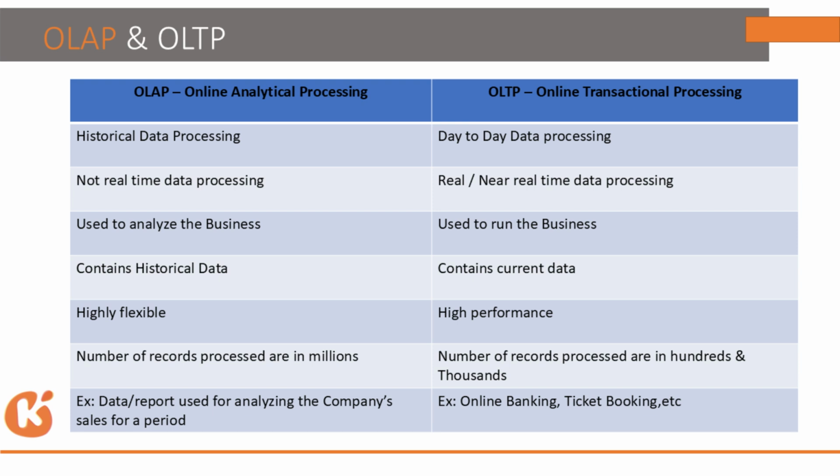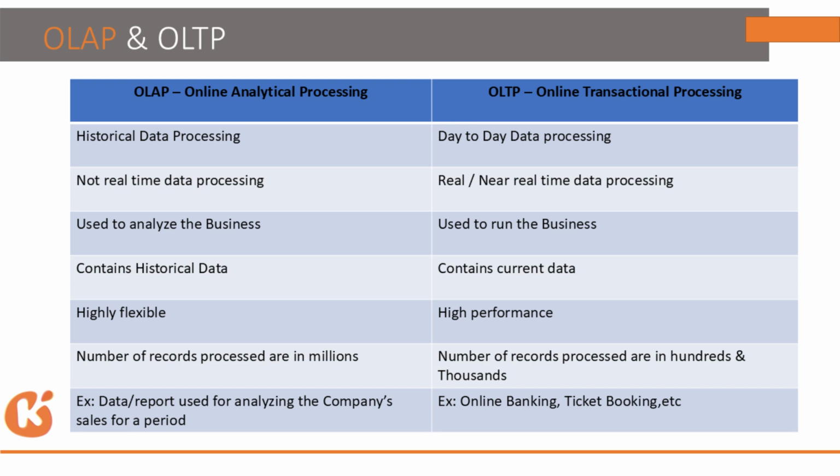We have OLAP and OLTP. In Ab Initio, we have both processes. OLAP we used to call a batch process, and OLTP we used to call a continuous process. Continuous process in the sense that the particular Ab Initio code will run 24 by 7. It will keep on running, waiting for the data. Once it receives the data, it will process it, and then again keep on waiting for the next data. So that is a continuous process. So we have both OLAP and OLTP processes available in Ab Initio.